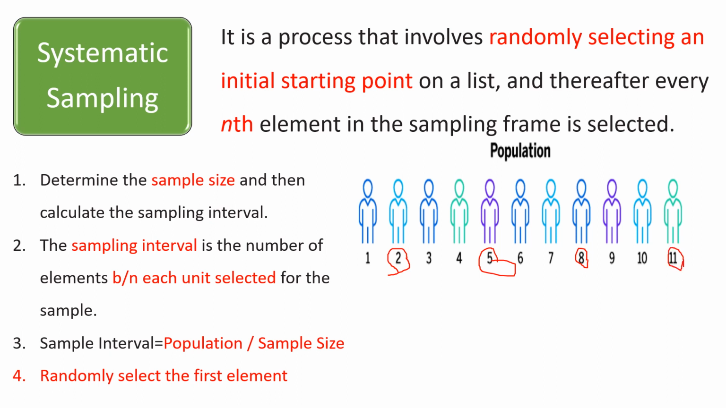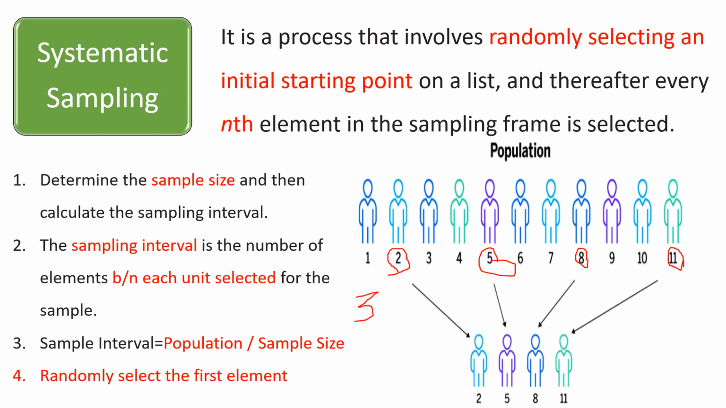So we have to jump with the amount of the sample interval. The sample interval is 3, so after selecting the first initial point, we jump 3 items, or we select the third item starting from the initial starting point. So our sample will be the second, the fifth, the 8th, and the 11th, selected from the target population.